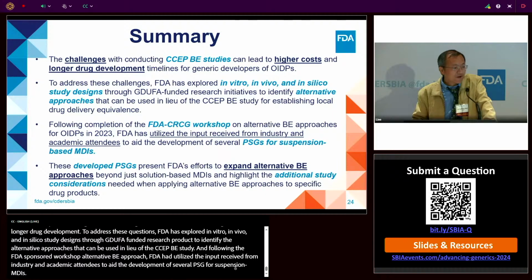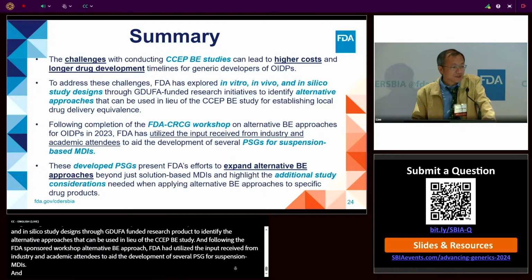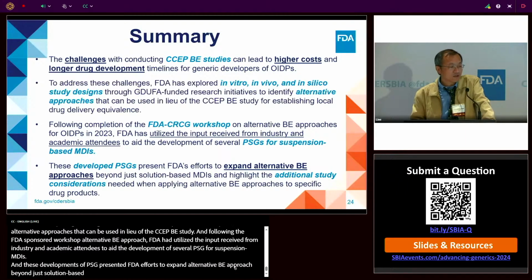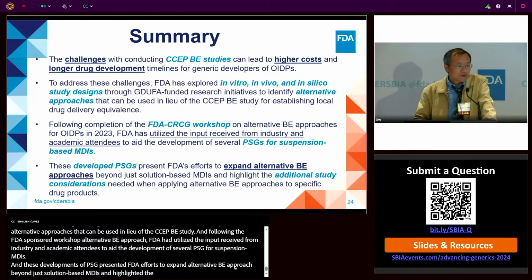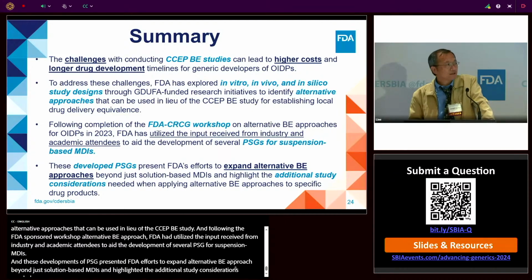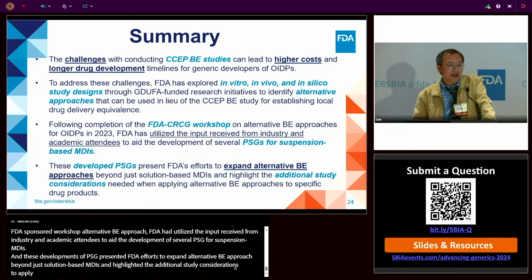This development of the PSGs represents FDA's efforts to expand alternative BE approaches beyond just the solution-based MDIs, and highlighted the additional study considerations needed to apply to the suspension-based MDIs and also DPIs.